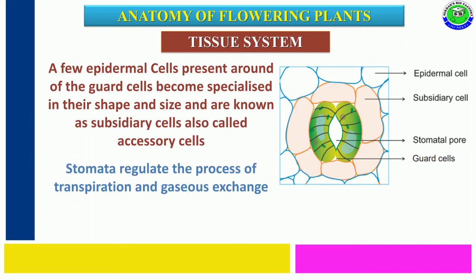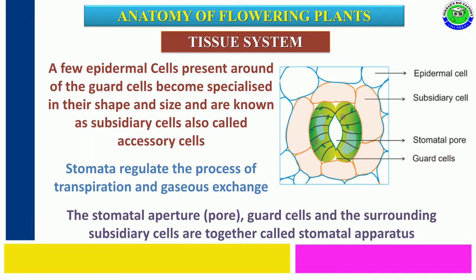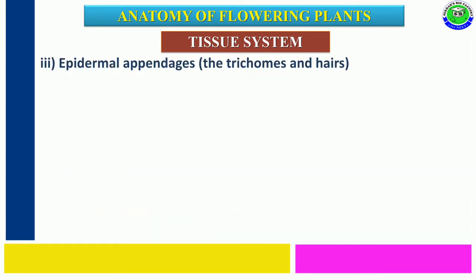The stomata present around the pore, with the help of guard cells, perform and regulate transpiration and gaseous exchange function. The stomatal pore, along with the guard cells and surrounding subsidiary cells, all together become the stomatal apparatus.